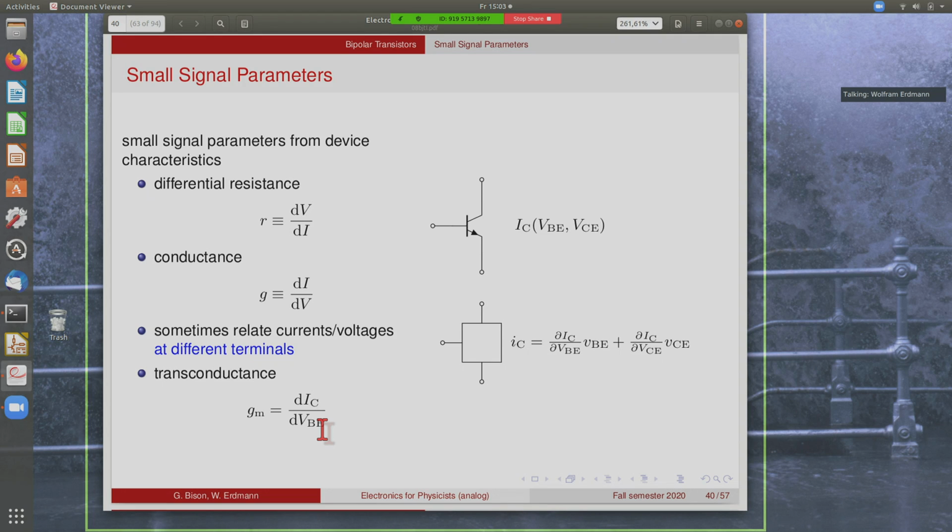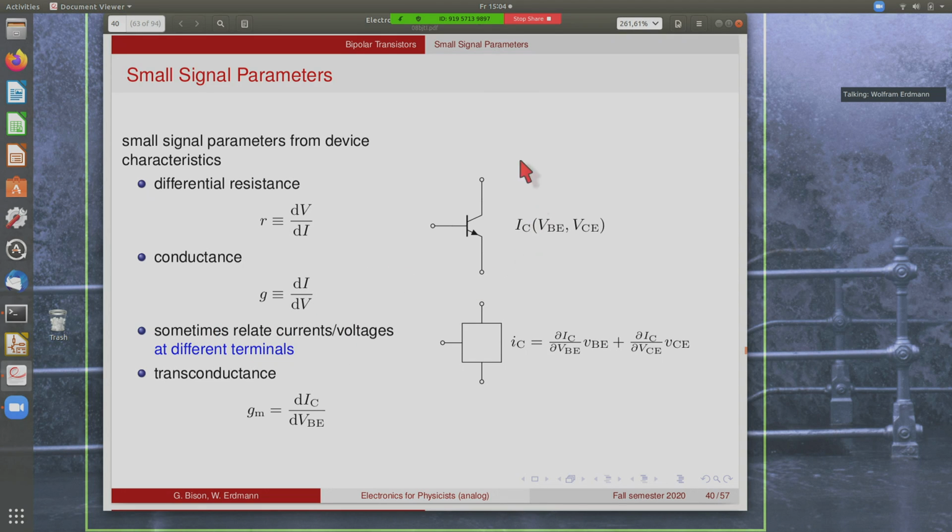So then to characterize a device, one needs these small signal parameters, which are, for instance, the differential resistance, so the derivative of the voltage across a device divided by the current flowing through it. So it's not just the ratio, which would be for a real resistor, but it's the derivative, because this is typically nonlinear, as we've seen, for instance, for the diode. So this becomes a function of the working point then. The inverse of a resistance is often used, and it's called a conductance. So this is then, of course, simply the derivative of the current with respect to the voltage.